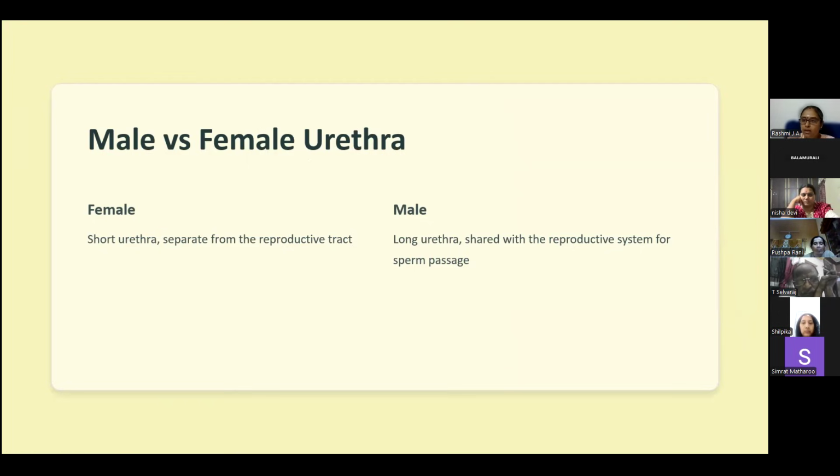The female has a short urethra. It is separate from the reproductive tract. But the male has a long urethra. It is shared with the reproductive system. So the same urethra is the one which eliminates urine during the excretion process, and it is also the one which gives the seminal fluid along with the sperm during copulation.